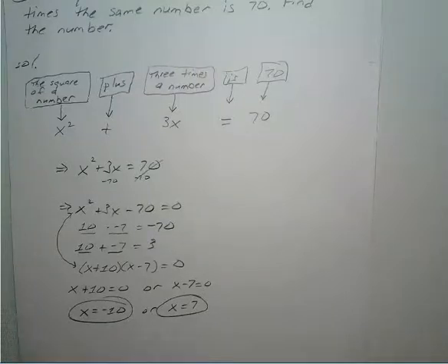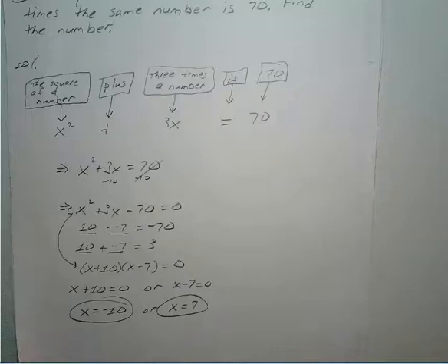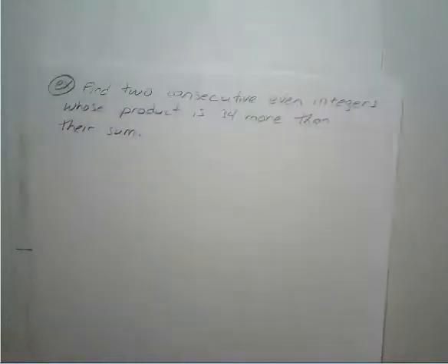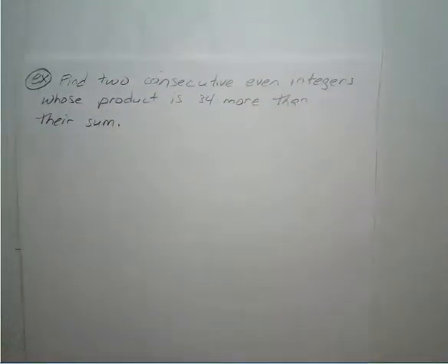Okay, so let's go ahead and go to our next example. Again, if you're still writing, feel free to press pause. So what if we want to find two consecutive even integers whose product is 34 more than their sum?